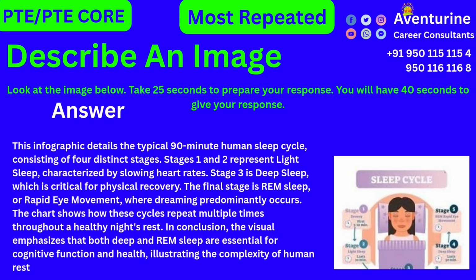This infographic details the typical 90-minute human sleep cycle, consisting of 4 distinct stages. Stages 1 and 2 represent light sleep, characterized by slowing heart rates. Stage 3 is deep sleep, which is critical for physical recovery. The final stage is REM sleep, or rapid eye movement, where dreaming predominantly occurs. The chart shows how these cycles repeat multiple times throughout a healthy night's rest.